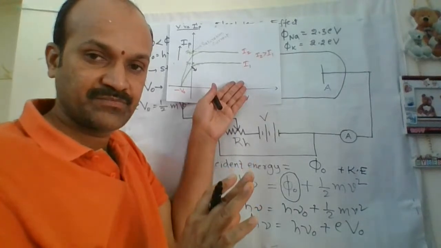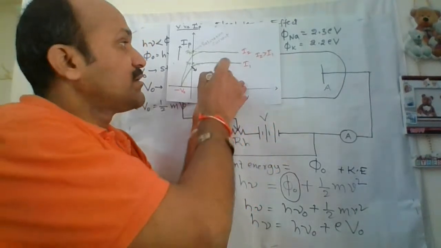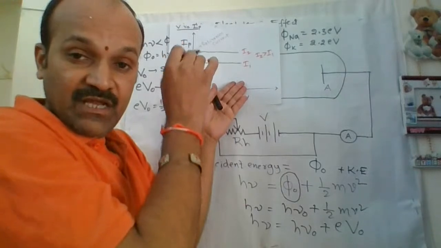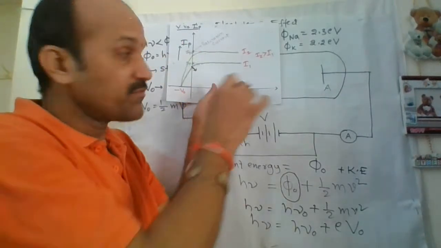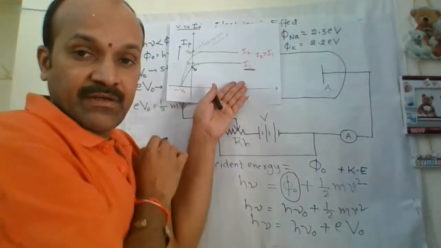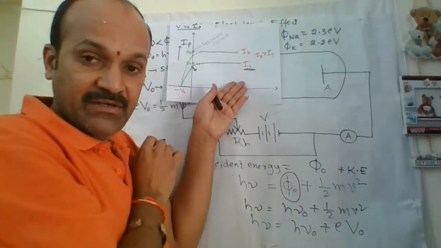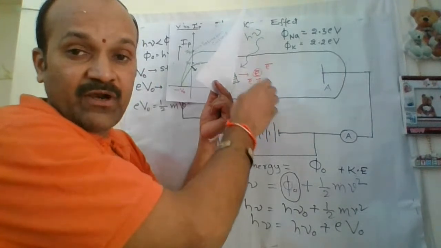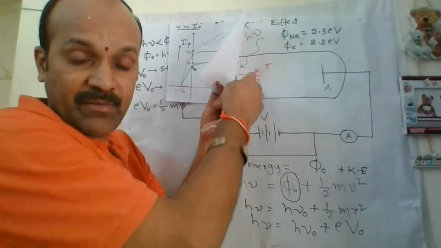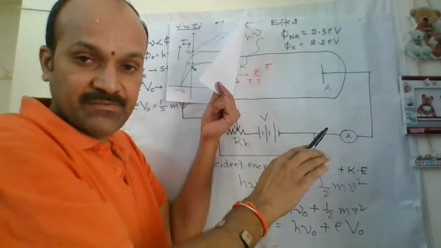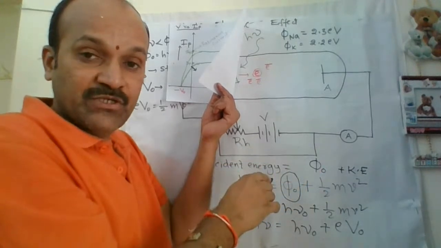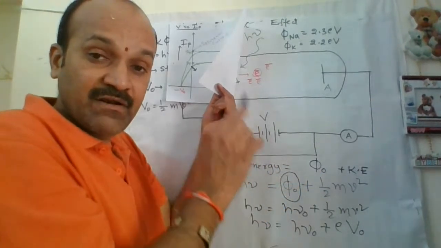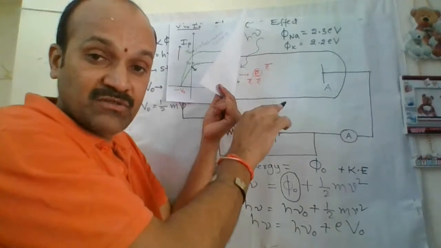Is it clear? Here, for a given single photon energy, for a particular intensity of light, the number of electrons emitted out of the metal is constant. By applying potential difference, you can accelerate only those emitted electrons.